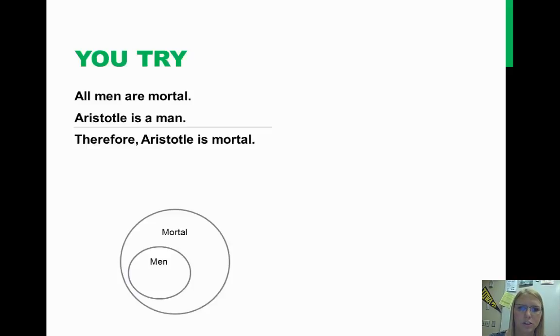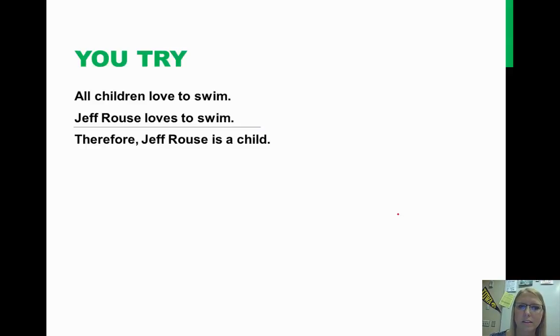Okay, so now it's your turn. Try this particular one and then turn back on the video to see the answer. On this particular Euler diagram, notice that Aristotle is inside of men, inside of mortal. So this is a valid argument. Now try this one.